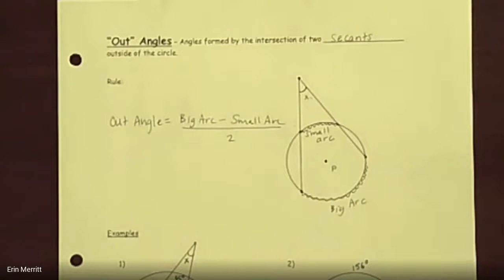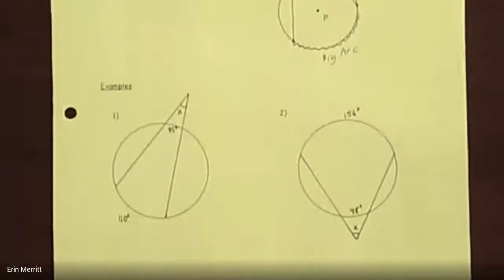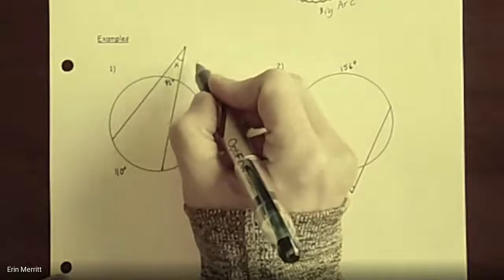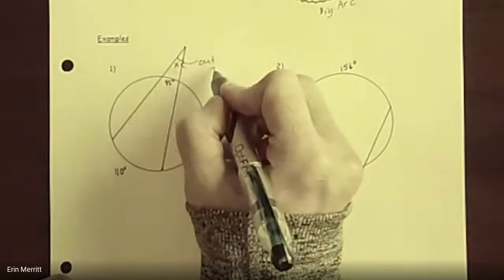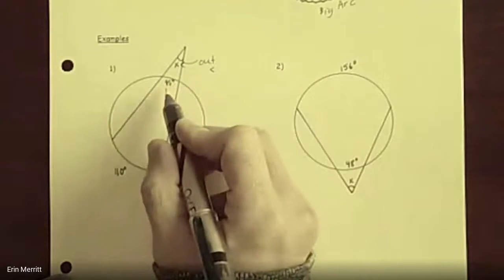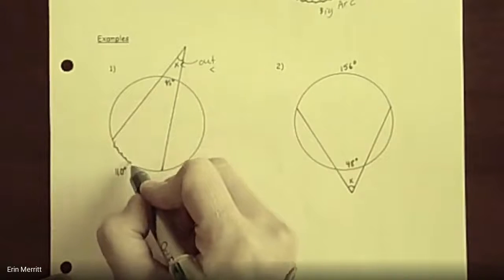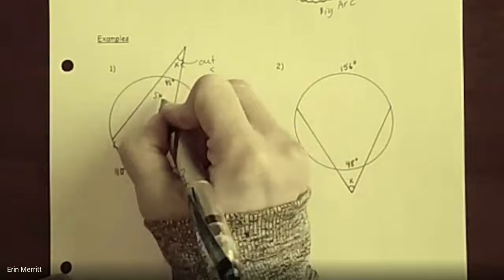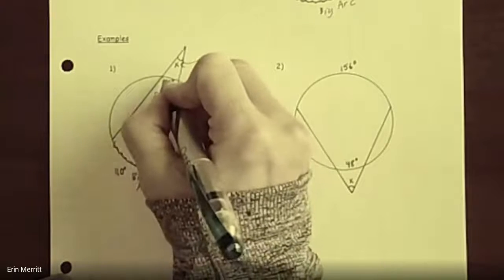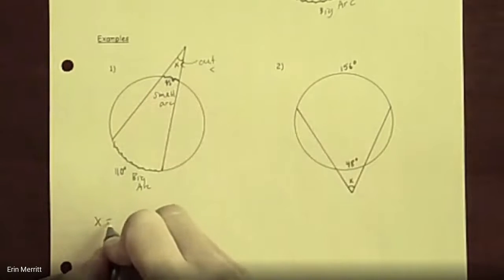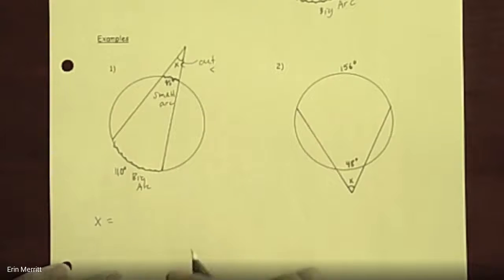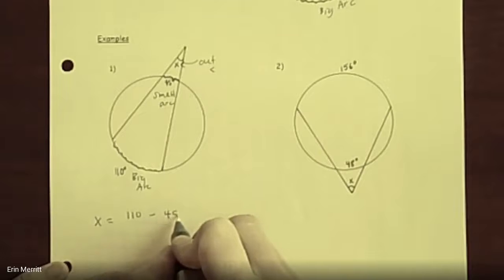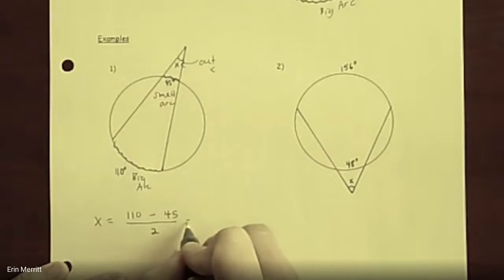Again, 2 examples. Let's try it. Right here, there's my out angle. 110 is bigger than 45, so it should be pretty apparent which one is the big arc and which one's the small arc. To solve for x, simply take the bigger arc, 110, subtract the smaller arc, 45, divide by 2.